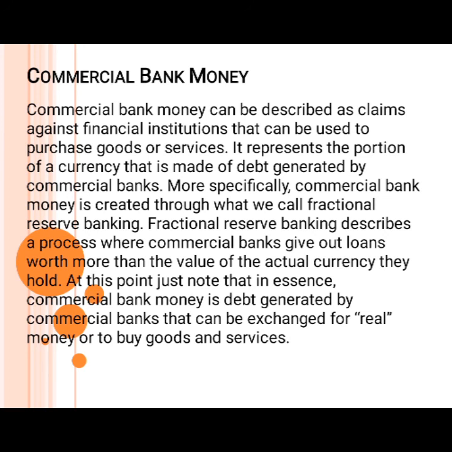Fractional reserve banking describes a process where commercial banks give out loans worth more than the value of the actual currency they hold. At this point, just note that in essence, commercial bank money is debt generated by commercial banks that can be exchanged for real money or to buy goods and services. The keyword we should always remember is that commercial bank money can be described as claims against financial institutions that can be used to purchase goods or services.